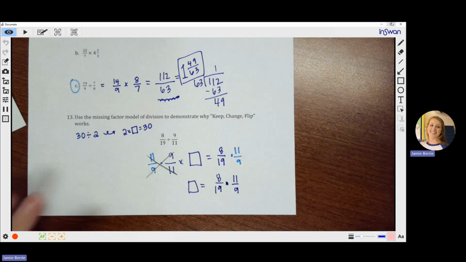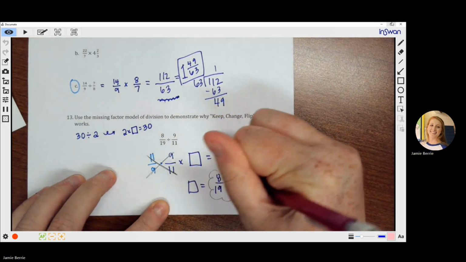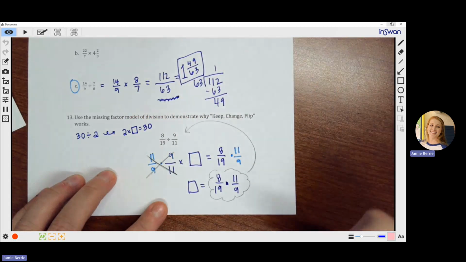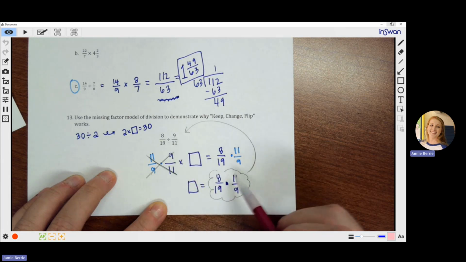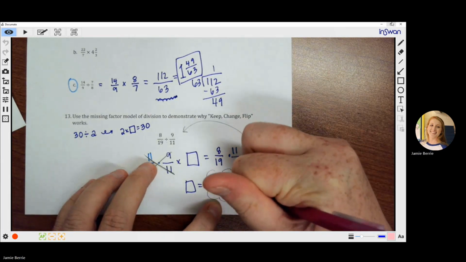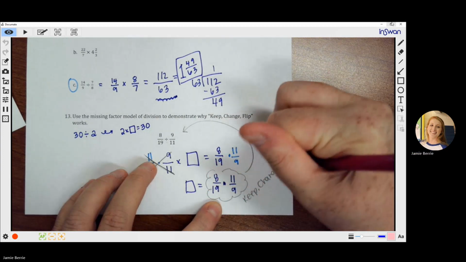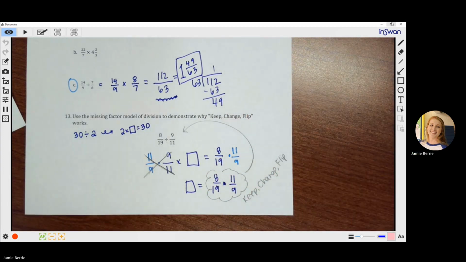And then if you compare this to your original problem, that is keep the first one the same, change the operation from division to multiplication, and then flip the second fraction. So this is keep, change, flip. We've just demonstrated using the missing factor model of division why keep, change, flip works. So keep, change, flip is really just an application of the missing factor model of division. Really cool.